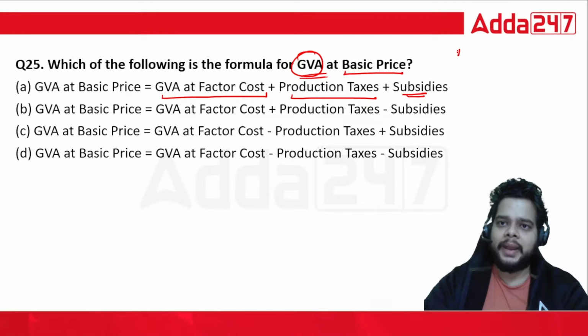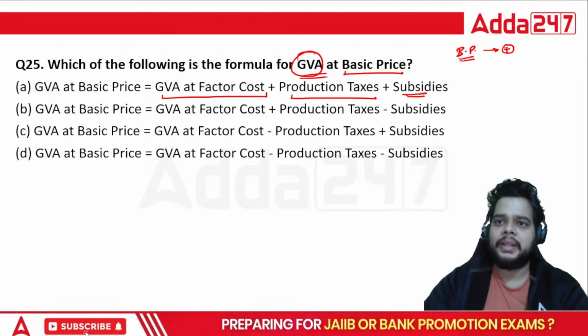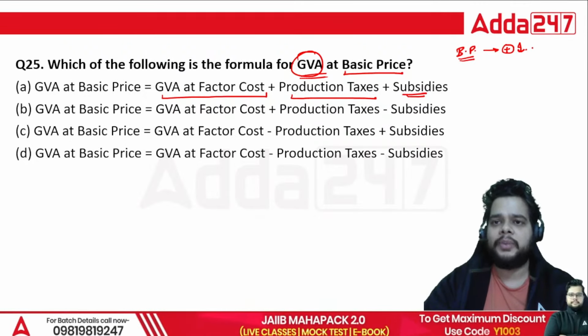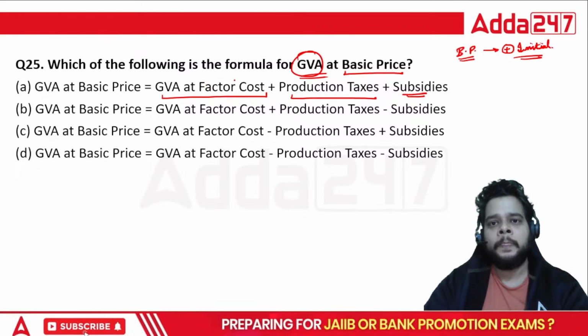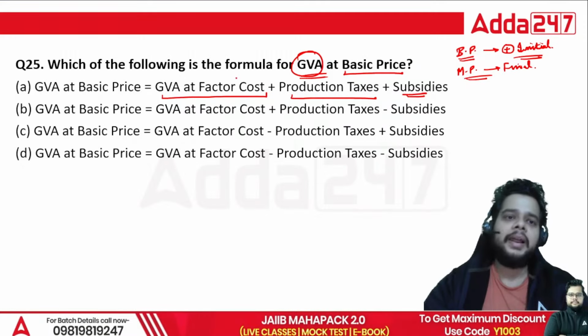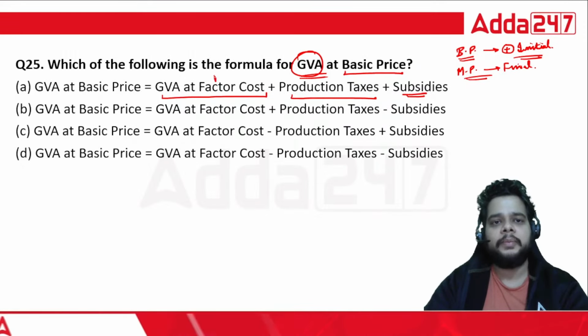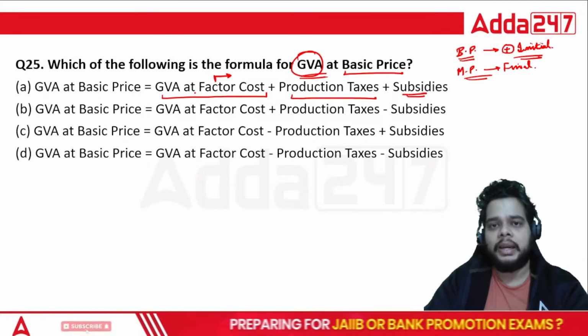Because in basic price we know for sure that we are just adding up the initial cost of production, right? Only the initial cost is added, but as we move towards the market price, there you will find the final price of a particular commodity. Similarly, in the factor cost, the cost of production at the level of factory is evaluated.